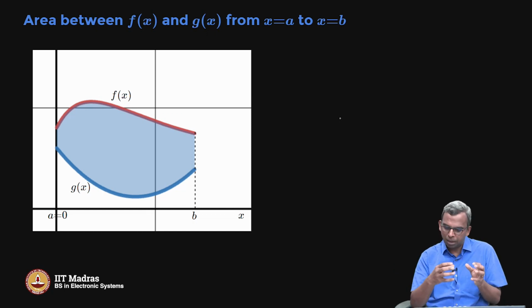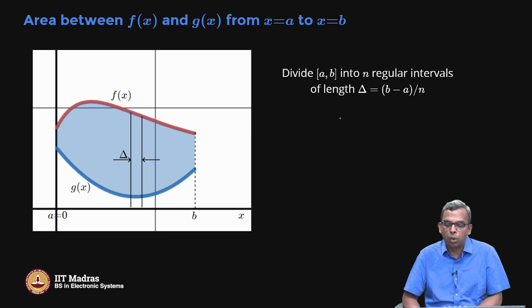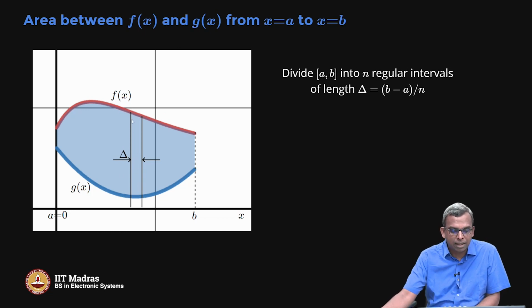So, we will do something very similar here, but notice the small adjustment we have to make. It is only a minor adjustment. We will see how that is done. As usual, we divide the interval AB into n regular intervals of length delta equals b minus a by n. I have shown one such interval here. This is the interval of width delta. This a to b is divided into n intervals of this size.